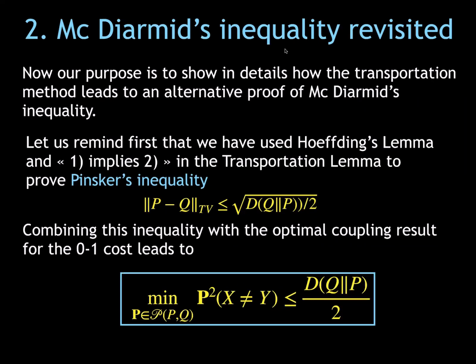Okay? So if we combine these two facts, first, the computation of the transportation cost is doable and it's equal to the total variation distance, and you combine this with Pinsker's inequality, then this leads to this inequality here, which is our first coupling inequality. That is an inequality which relates a transportation cost and relative entropy. Okay?